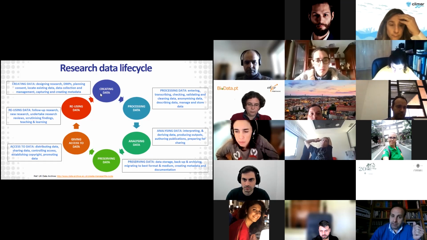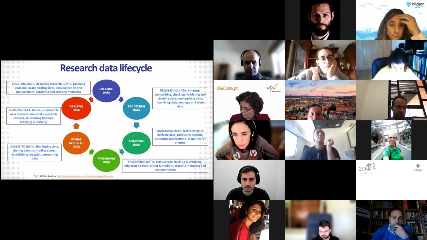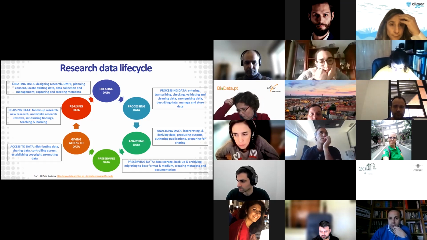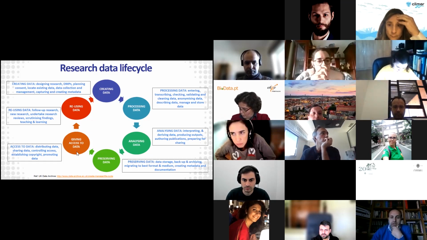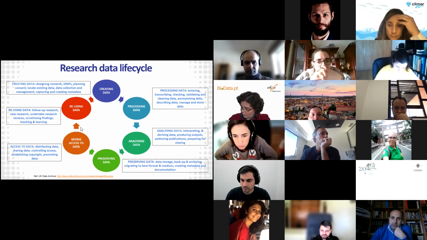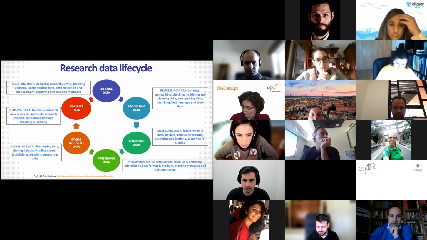In the process of creating data or gathering data, generating data, we need to think about the way that we want to give access to data. So we also need to consider in our consent forms the way that we want to share the data, to open the data from our research project. So in different steps, in different phases of the research data life cycle, of the research life cycle, we need to consider components of that part of publishing and sharing data, which is really important.